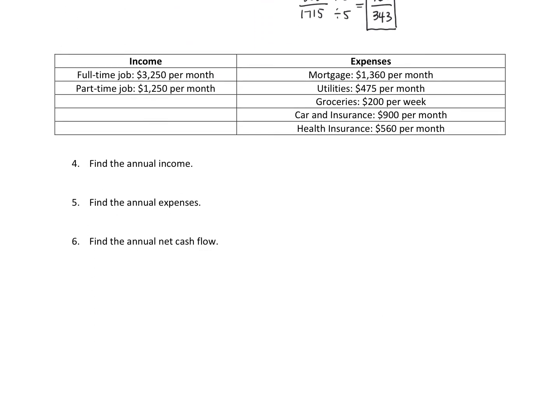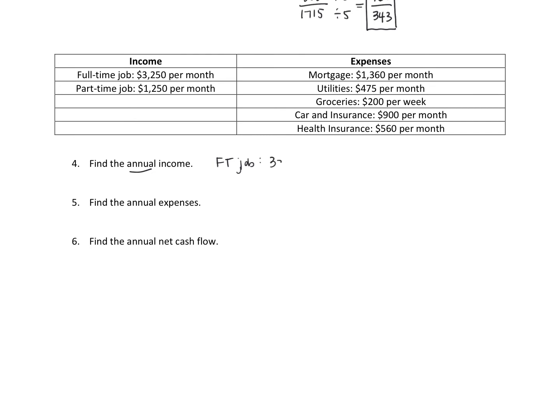Okay, let's look at another example. So in this example, we have income on the left and expenses on the right. So income is money you bring in, expenses is money you spend, and we're just going to answer some of these questions. So we have 3 questions to answer from this chart. So number 4, find the annual income. So first of all, it asks for annual income, and if you notice in the chart, it's giving us a monthly amount.